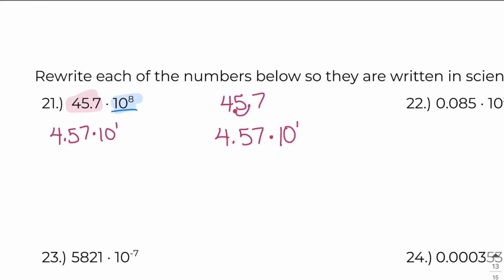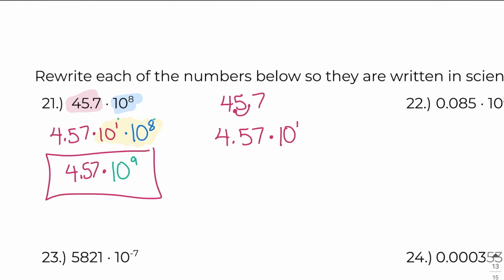Then I'm just going to copy down this times 10 to the power of 8. So if you remember, when we multiply, we always add our exponents together. So this right here should become 10 to the power of 9 because when we multiply, we add our exponents. And then this right here is 4.57 times 10 to the power of 9. So this is my answer in scientific notation. So I just want to show you how this works. So I'm going to type this number into my calculator.